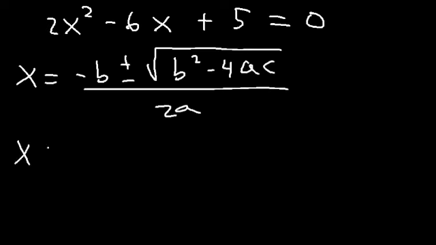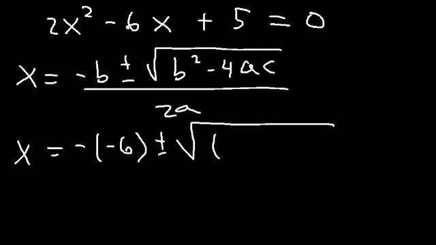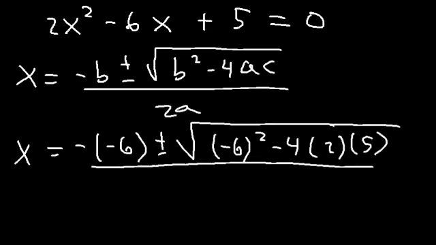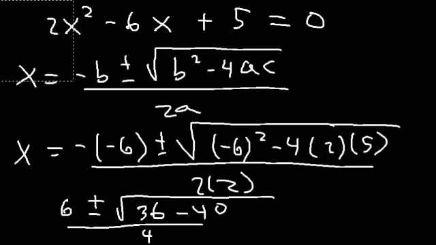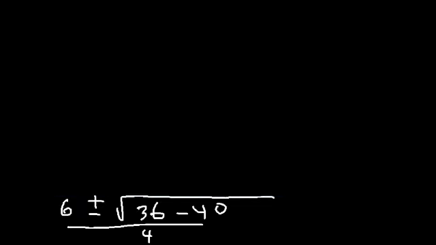So now b is negative 6, and then we have b squared, or negative 6 squared, minus 4, and a is 2, c is 5, divided by 2a, or 2 times 2. So this is going to be 6 plus or minus the square root. Negative 6 squared is 36. 2 times 5 is 10. And 10 times negative 4 is negative 40. And 2 times 2 is 4. So let's make some space. So 36 minus 40 is negative 4.